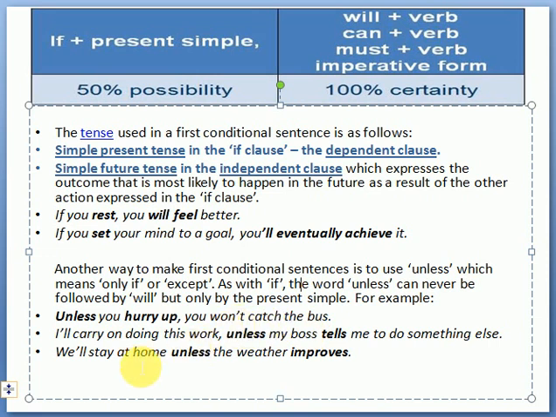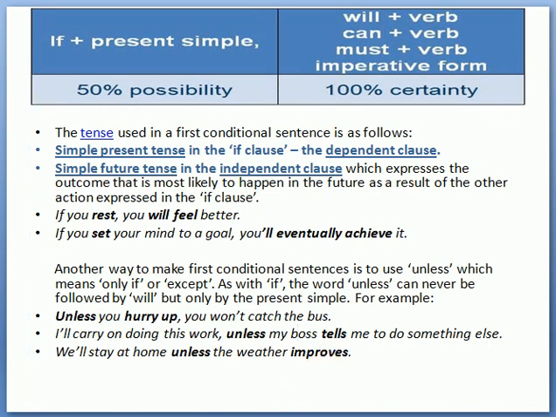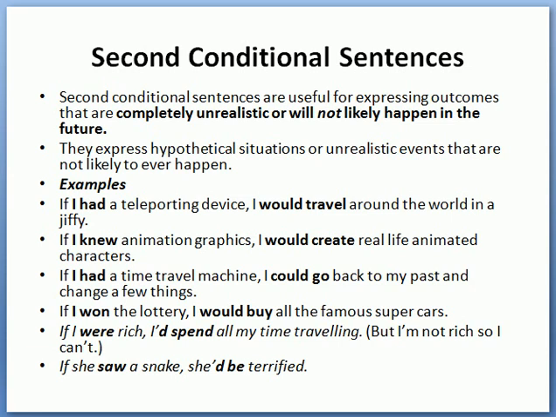And in the other example too, we will stay at home. This is the main clause which is written in simple future. Unless the weather improves, this is written in simple present. So we see that the first conditional makes use of two tenses, the simple present and simple future, in its clauses. We will move forward and have a look at the second conditional sentence.